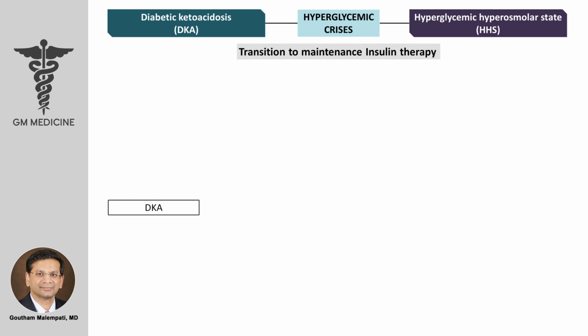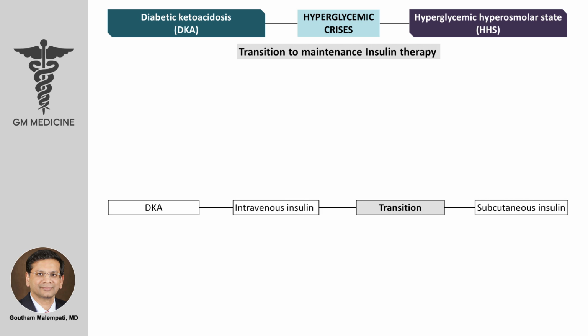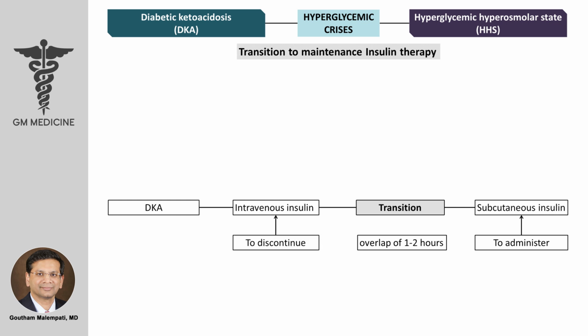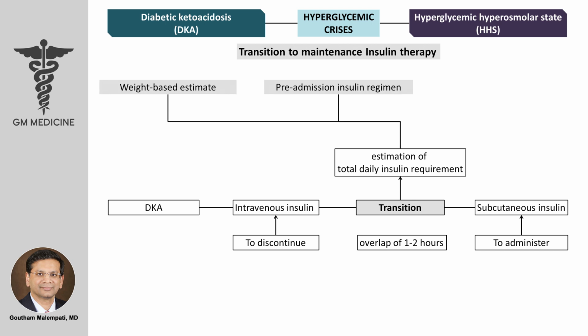Transition to maintenance insulin therapy. Patients with diabetic ketoacidosis will eventually need transition from intravenous insulin to subcutaneous insulin. It is important to allow an overlap of 1 to 2 hours between the administration of subcutaneous insulin and discontinuation of intravenous insulin. To transition from intravenous to subcutaneous insulin therapy, an estimation of total daily insulin requirement is needed. This total daily dose of insulin can be calculated using weight, pre-admission insulin regimen, or hourly intravenous insulin requirement.